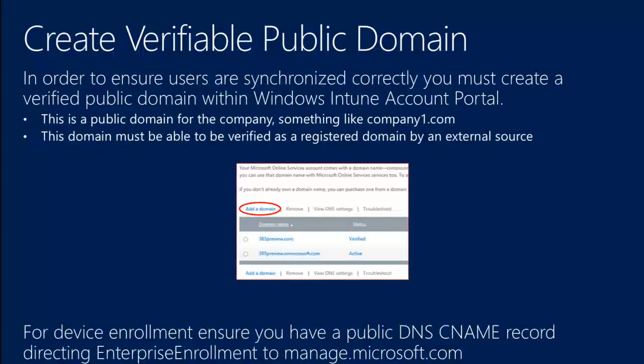The way that you go about setting that up, you do have to verify it by creating some objects in DNS to basically verify that you are, in fact, the owner of that domain. So you can't just pick any domain that you want. You have to be able to actually create those DNS objects so that we can verify that you own that. And then once you've done that, the other thing you'll need to do in DNS is create a CNAME record, which redirects the enterprise enrollment address over to manage.microsoft.com. So enterprise enrollment for your domain would redirect to manage.microsoft.com.